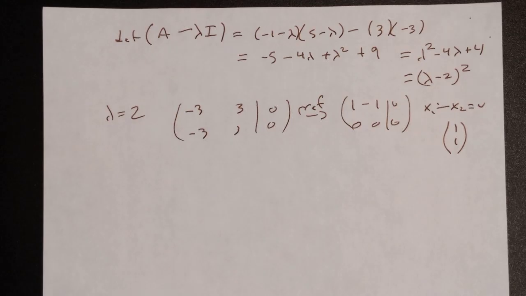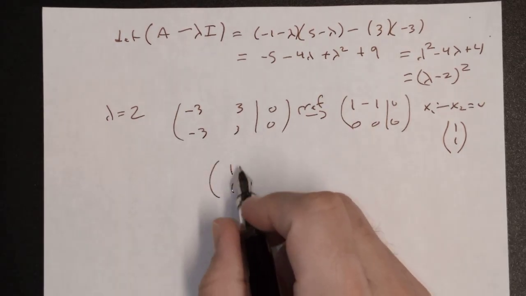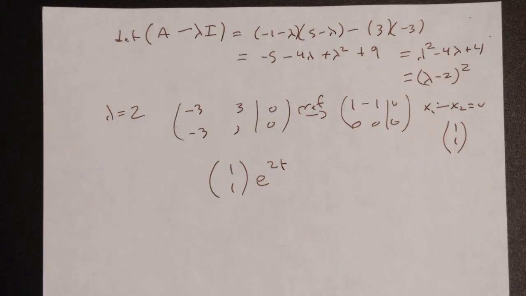So my first reaction is I should use (1, 1) e to the 2t. I like that. That would be wonderful. But I need another piece. This is only one direction. I don't have a linearly independent set of solutions. I don't have a fundamental set. I need 2 solutions to have a fundamental set. It's 2 by 2. Got to end up with 2 solutions.